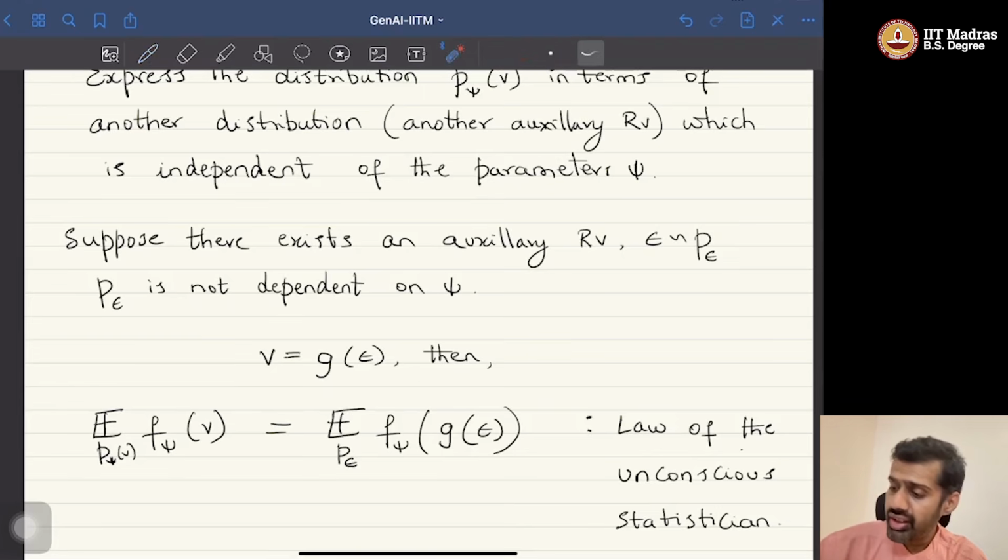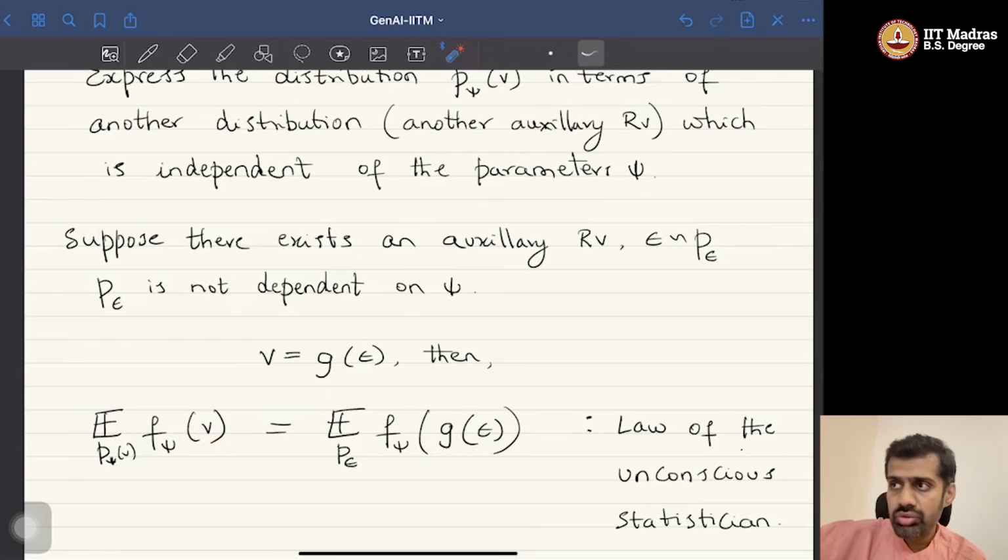So the idea is that if there exists a function that transforms one random variable to the other, so here epsilon is getting transformed into the random variable v, then the expectation of a function with respect to one random variable can be written in terms of the expectation of the function with respect to another random variable, just that the argument for this function has to be changed to g of epsilon. So this is what the idea is.